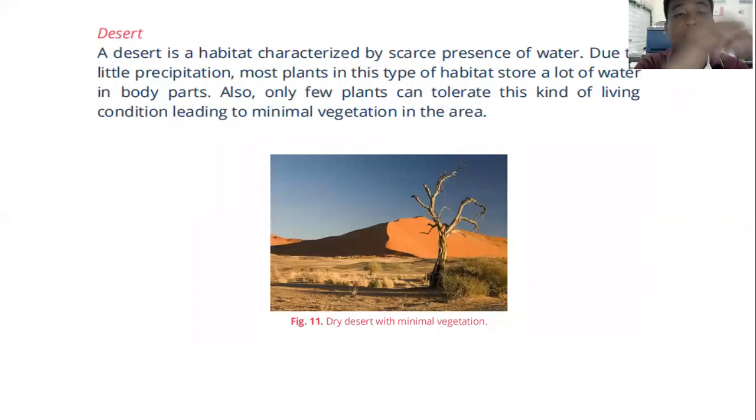Okay, a desert. A desert is a habitat characterized by scarce presence of water. Due to little precipitation, most plants in this type of habitat store a lot of water in body parts. Also, only few plants can tolerate this kind of living condition, leading to minimal vegetation in the area. So ang desert, habitat characterized by scarce presence of water because kining desert, ang iyang precipitation gamay gid kaayo. So ang suitable diri mabuhi nga plants kining succulent plant, no, kining mga cactus.